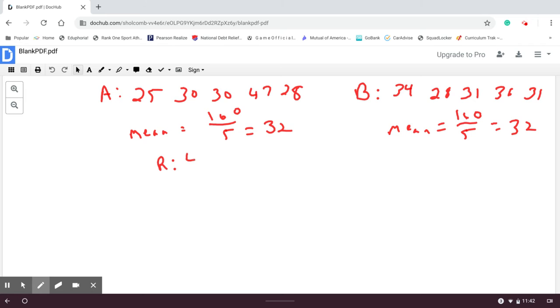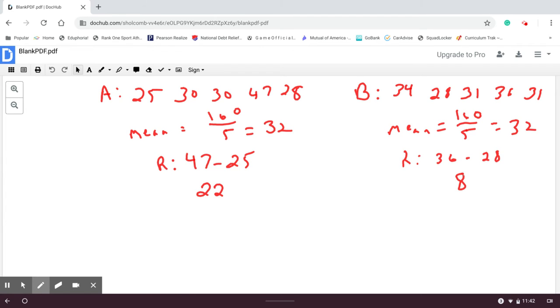The range of this one, the highest price was 47 minus the lowest price of 25. Okay. Well, 47 minus 25 is a range of 22. So that means that there's a pretty high volatility there. The range of this one, the highest price was 36, and the lowest price was just 28. The range here is 8.